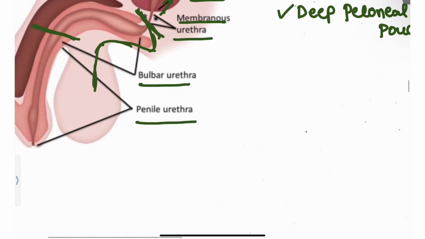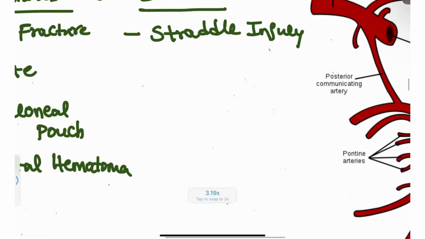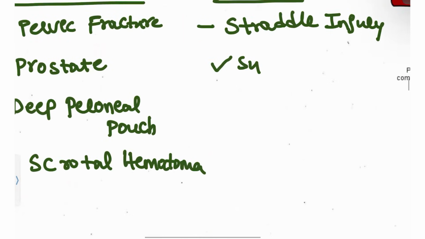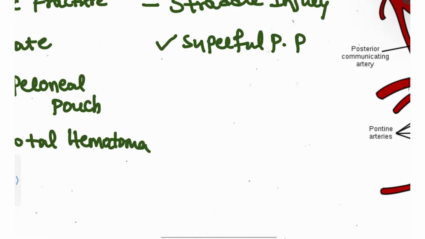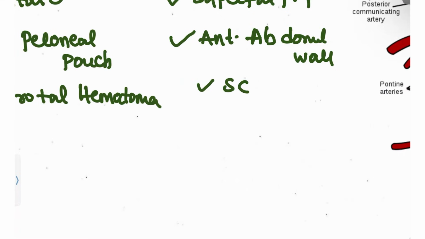And you can't see the scrotal hematoma. So the scrotal hematoma is not present. So no scrotal hematoma. Whereas bulbar urethra, the first thing it is going to cause is, superficially, it will leak into the superficial perineal pouch and also the anterior abdominal wall. Okay, anterior abdominal wall also it is going to present, and there will be a scrotal hematoma.